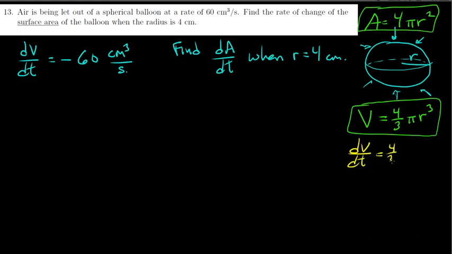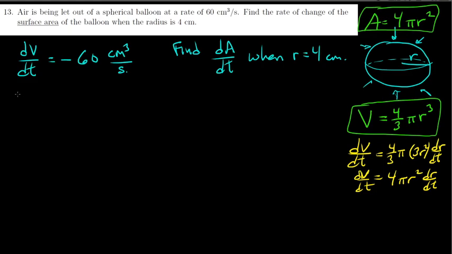So it's going to be 4 over 3 times pi times 3r squared times the derivative of r. And the 3's cancel, so we just get 4 pi r squared times the derivative of r. And you might see, wait a minute, isn't this 4 pi r squared? Isn't that just the area? And sure enough, it is. So that's something you might want to ponder. How do you get this as the rate of change of the volume?